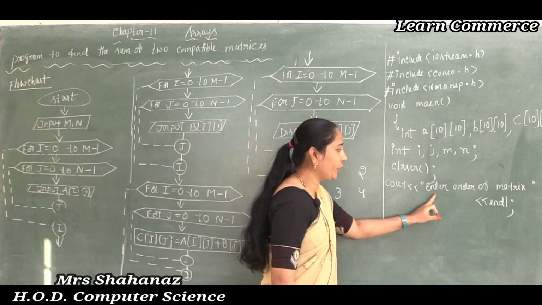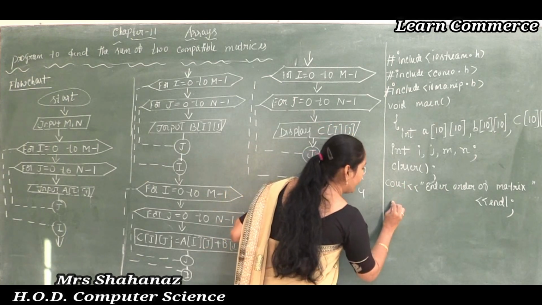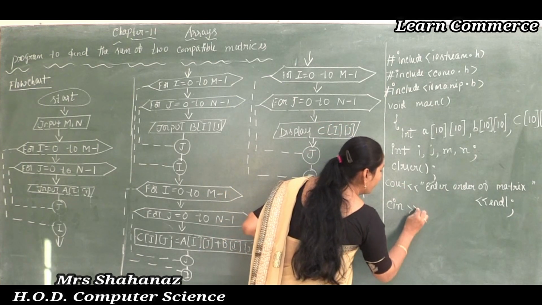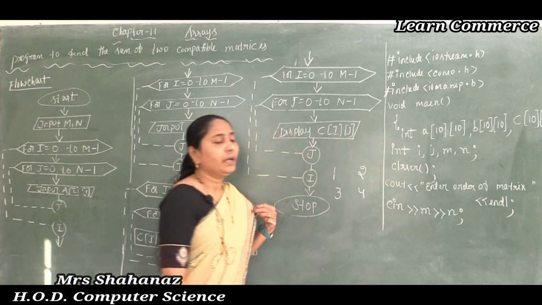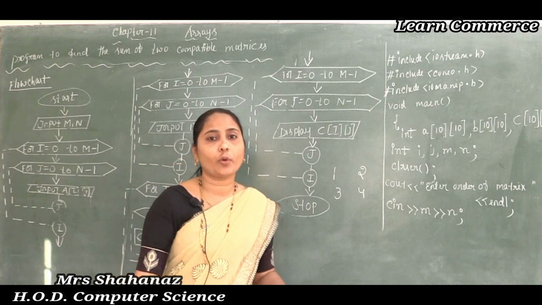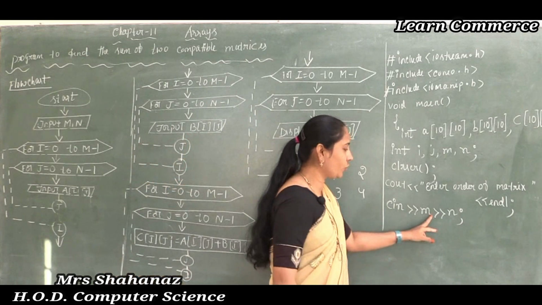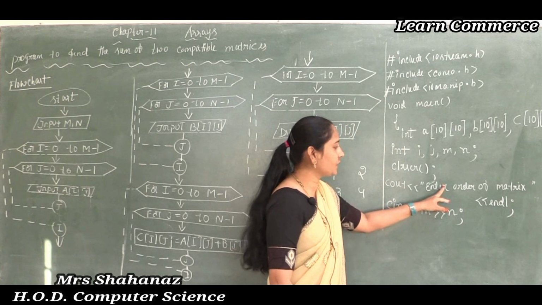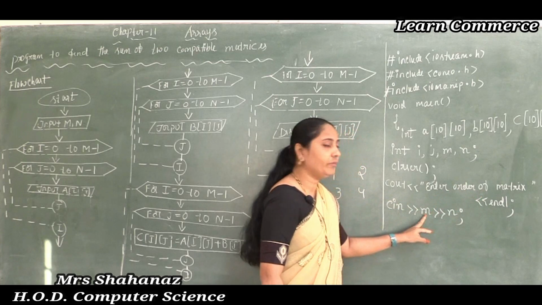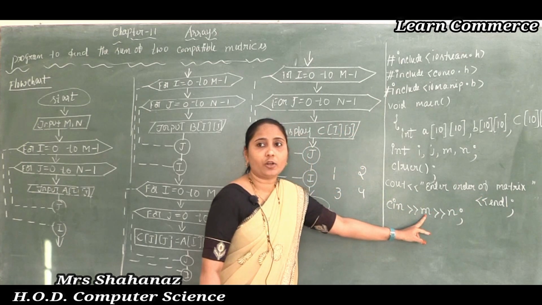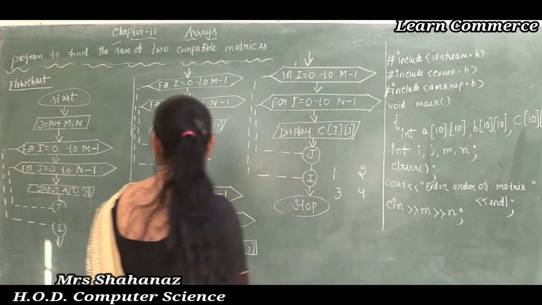So first of all it is going to display enter the order of the matrix, and later next one is we need to use cin m n, as we know that m represents the rows and n represents the columns. Clear this one. So when it displays enter the order of the matrix, at that time we need to use the rows and the columns.